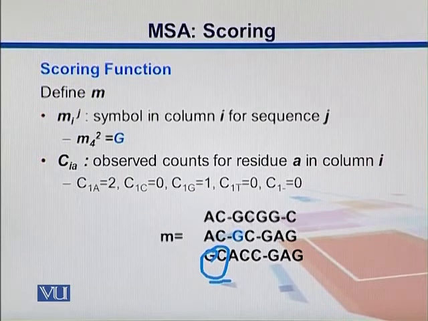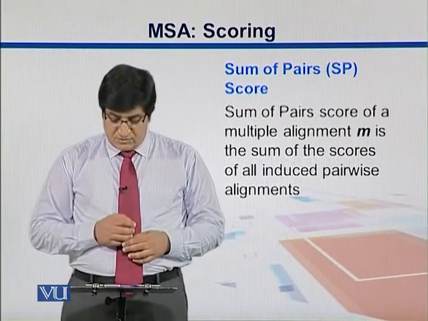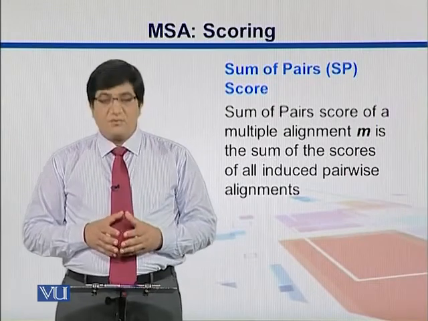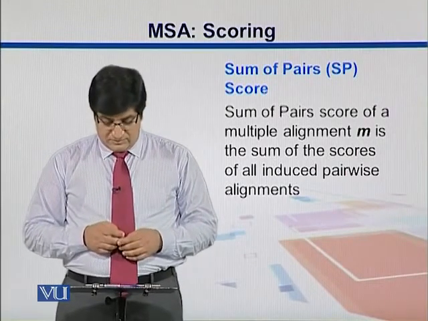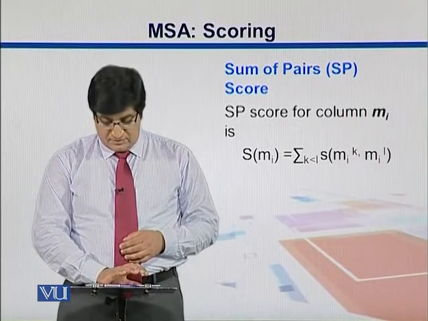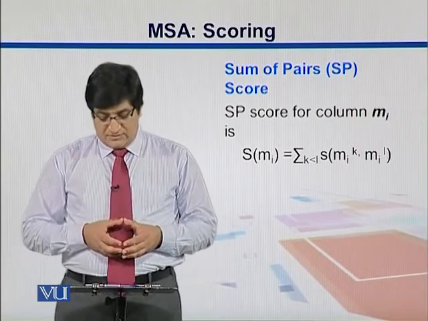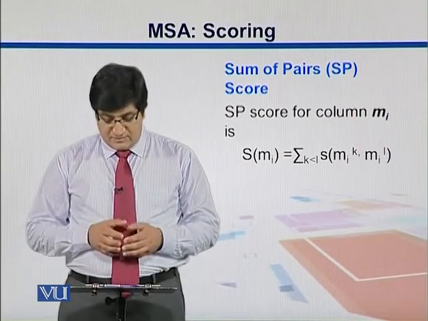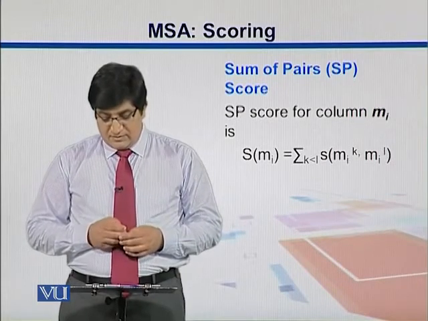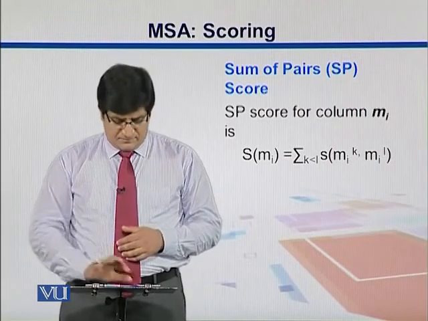So in this way we can observe the counts for the different residues or different nucleotides in each column. So let's go back to the sum of pair scores of a multiple sequence alignment M. That is the sum of the scores for all individual pairwise alignments, and the sum of pair score for column i is given by this relation, where S(M_i) is the summation over s(a_k, a_l), where k is less than l.